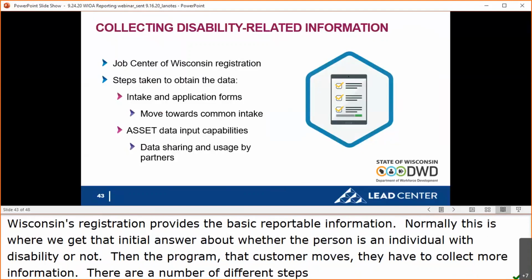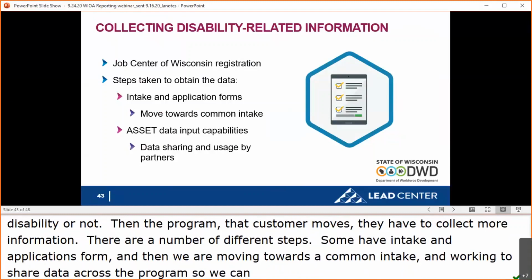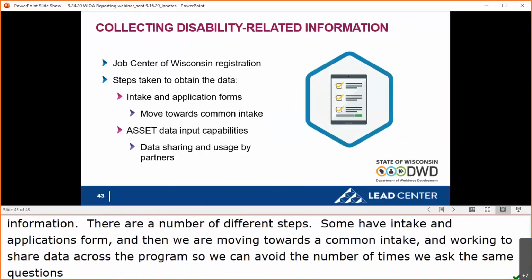And then we are moving towards a common intake and working to share data across the programs so we can avoid the number of times we ask the same questions over and over. That's being worked on by an integrated service delivery team. Let's go to the next slide, please.